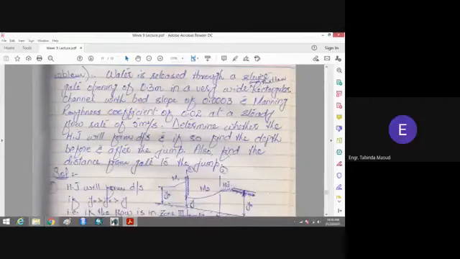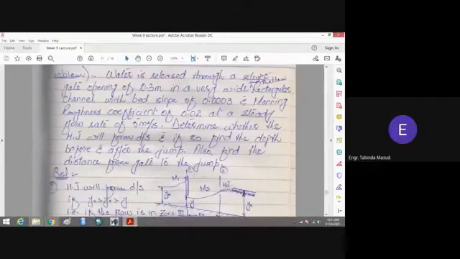You can see the problem: water is released through a sluice gate opening of 0.3 meter in a very wide and shallow rectangular channel with bed slope of 0.0003 and Manning's roughness coefficient of 0.02 at a steady flow rate of 5 square meter per second. Determine whether the hydraulic jump will form downstream, and if so, find the depth before and after the jump. Also find the distance from the gate to the jump.